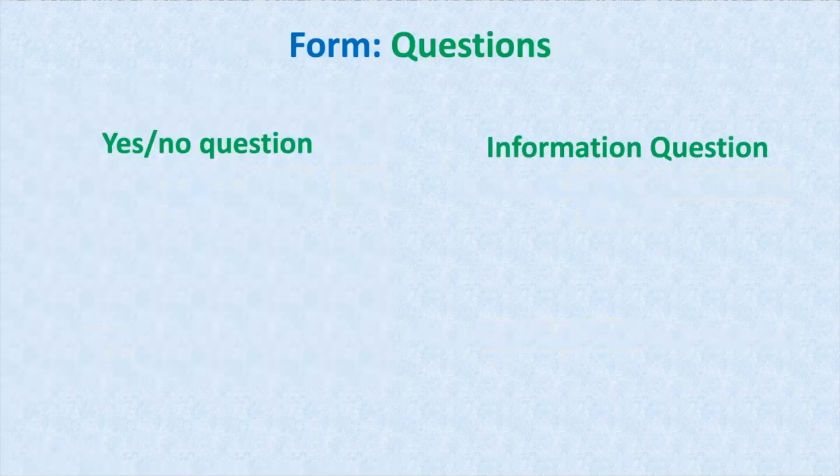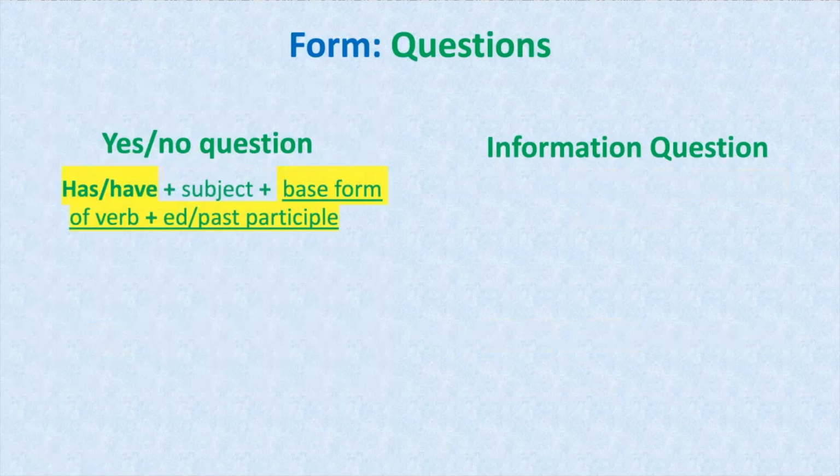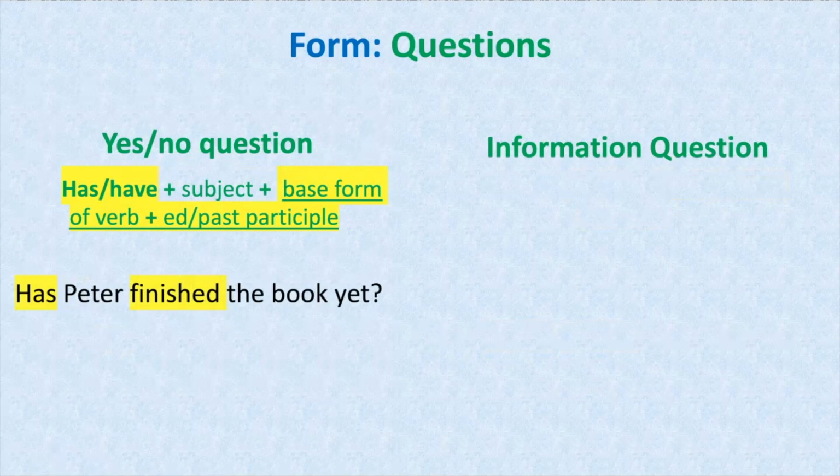Let's look at the question form. To make a yes-no question in present perfect, you will start from the auxiliary verb has or have, depending on your subject. Then you will use a subject. Then you will use the base form of the verb plus ed if your verb is regular, or the past participle if your verb is irregular. For example, has Peter finished the book yet?